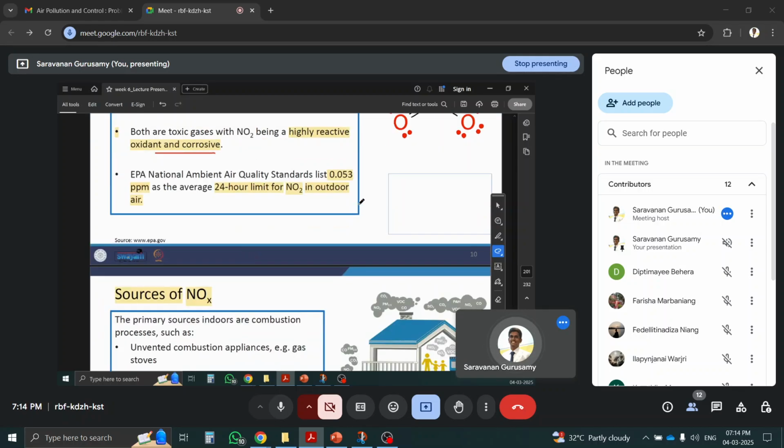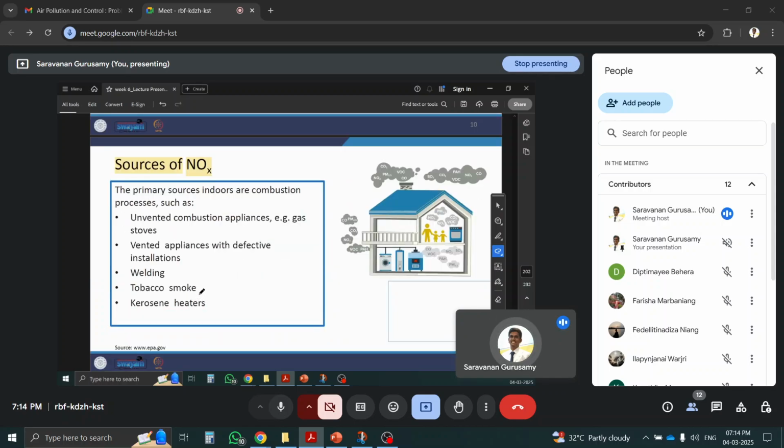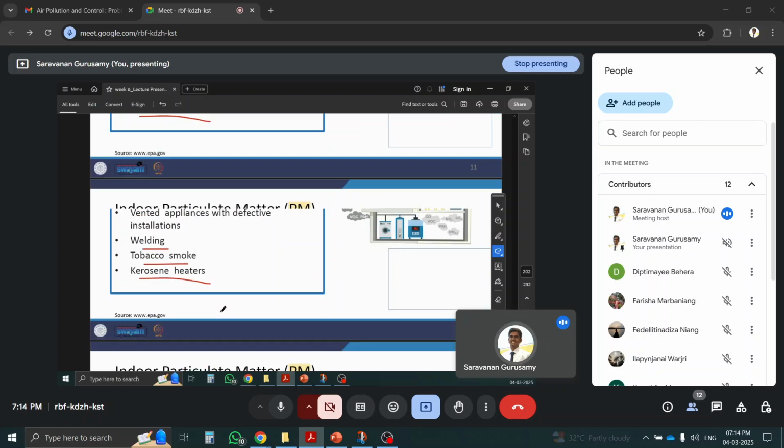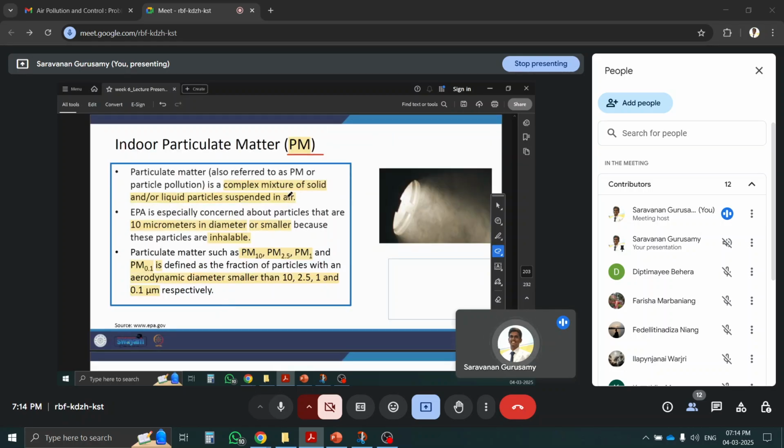The guideline for NO2 in outdoor air is 0.05 ppm as a 24-hour average limit. The sources of CO are incomplete combustion, but for NOx there are unvented combustion appliances, welding, tobacco smoke, kerosene heaters, and so on. Particulate matter is emitted indoors as a complex mixture of solid particles that may have a 10 micrometer diameter, that is PM10, and we also have even micro-level fractions, that is PM0.1.